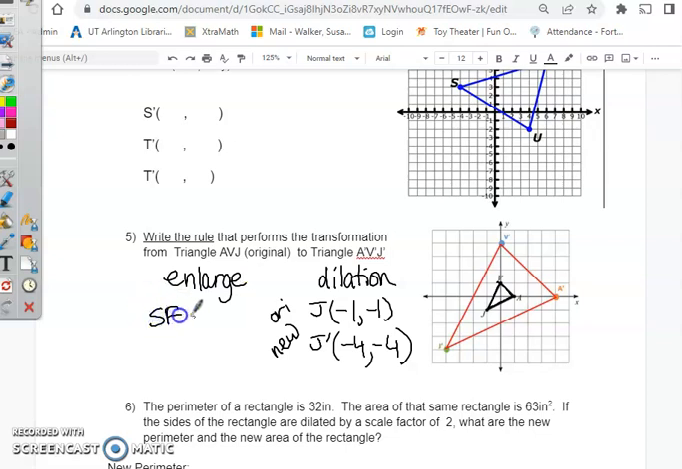Scale factor, new over original. Does that sound familiar? New over original. And like we did in the other problem, I'm going to choose my x value. It doesn't matter because it happens to be the same. Okay, the new one is -4. The original one is -1. Image, pre-image. And if you punch that into the calculator, you should get 4. I would do the y value, but the y coordinate is going to be the same. So that means my scale factor is 4.